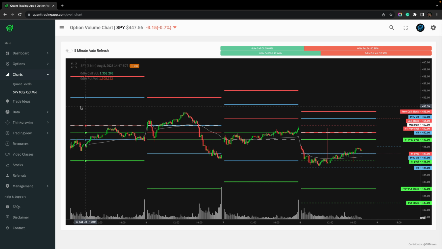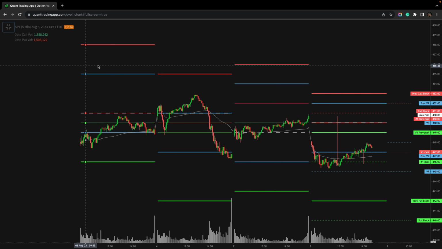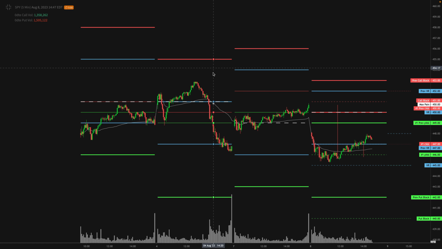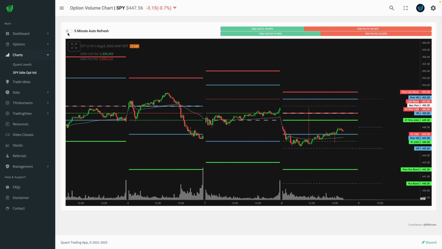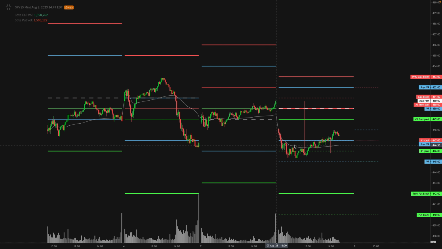I would suggest you also make this full screen, and then you can hide the tab here in your browser. This is how I like to have it on one of my monitors, and then you can go about just paying attention to the price action. I'm going to turn on the auto refresh feature for now. It will automatically save to your settings, and then you'll see this countdown start right here. Every 5 minutes, this page will refresh itself, and it will have the new levels.